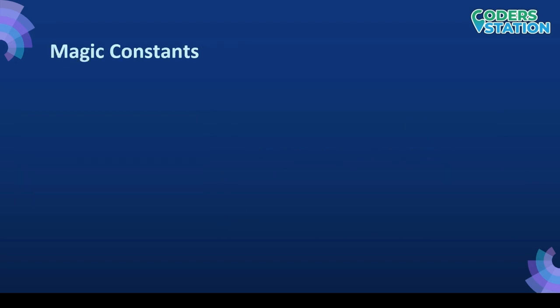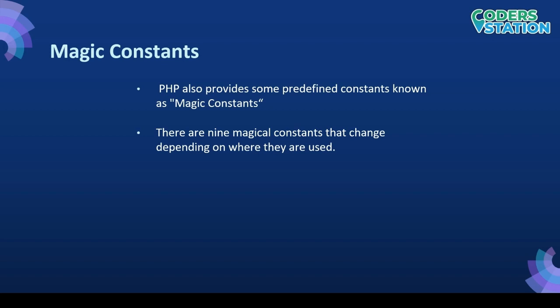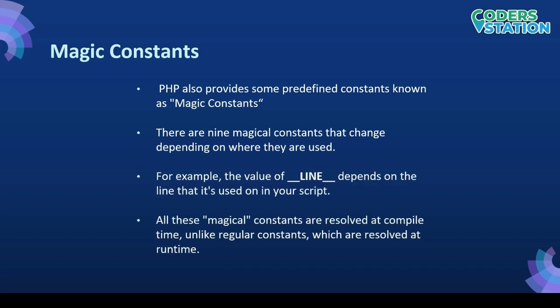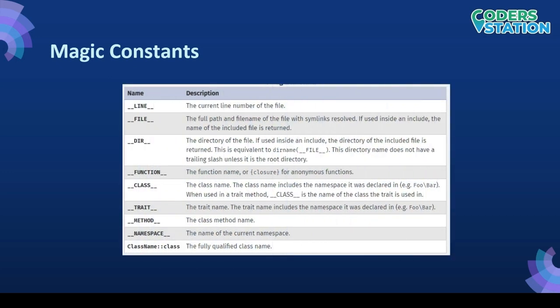Magic constants. PHP also provides some predefined constants known as magic constants. There are 9 magic constants that change depending on where they are used. For example, the value of the constant __LINE__ depends on the line that it's used on. All these magic constants are resolved at compile time, unlike regular constants which are resolved at runtime. So these are some examples of constants, like __LINE__, which shows the current line number, __FILE__ shows the full path and file name, and the rest are also magic constants.